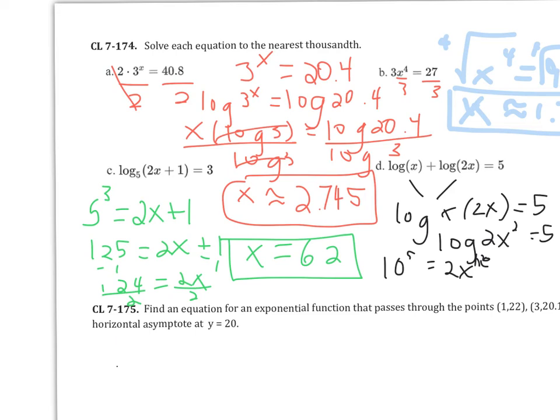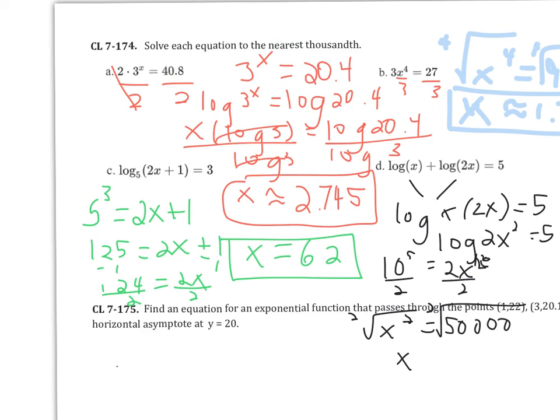And then we're going to divide both sides by 2. So if you take 10 to the 5th, you end up getting 100,000, and if you divide that by 2, you end up getting x squared equals 50,000, and then we're going to square root both sides to get our x by itself.